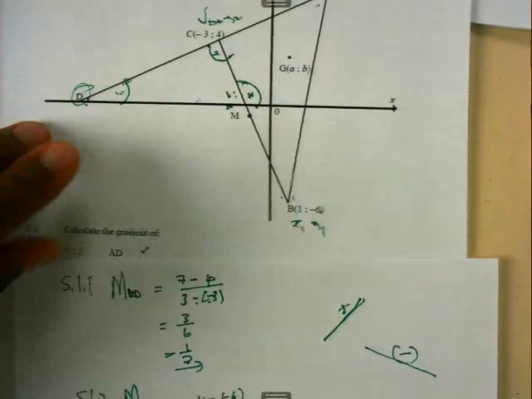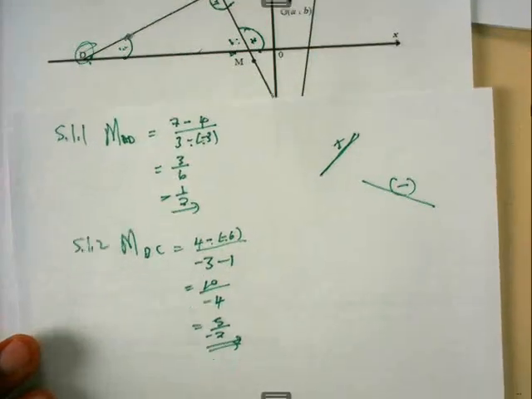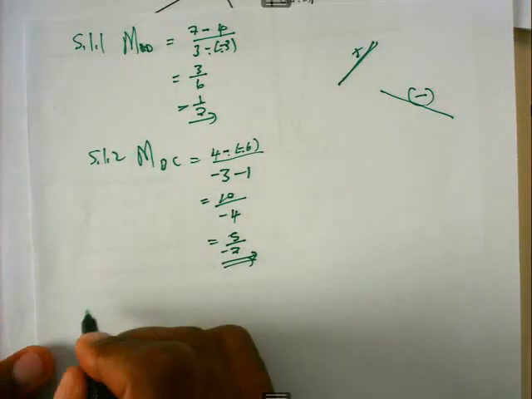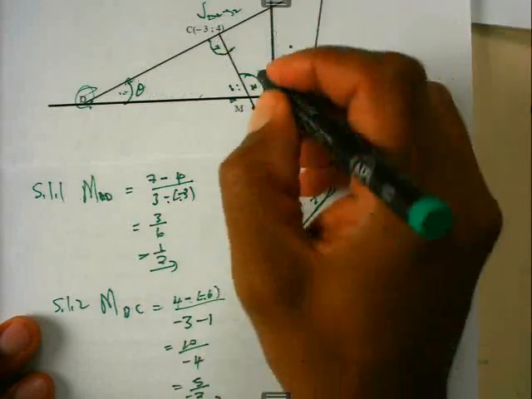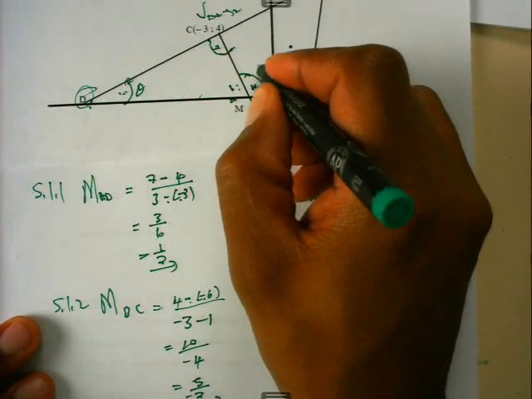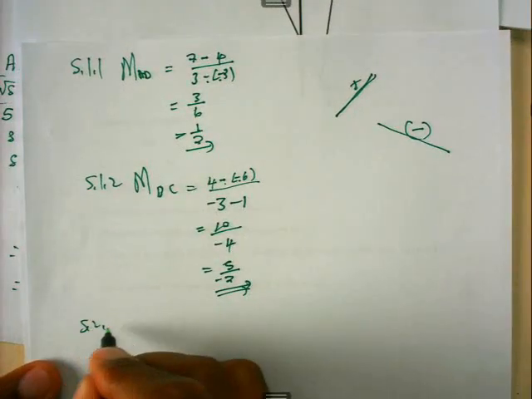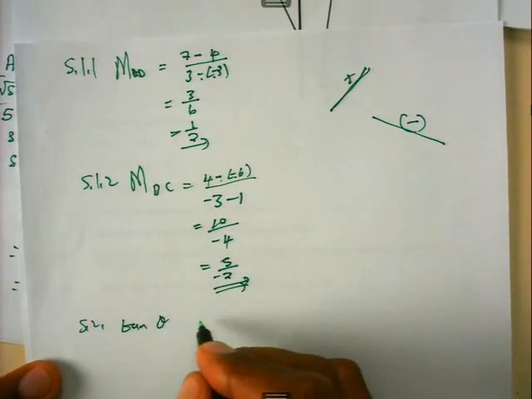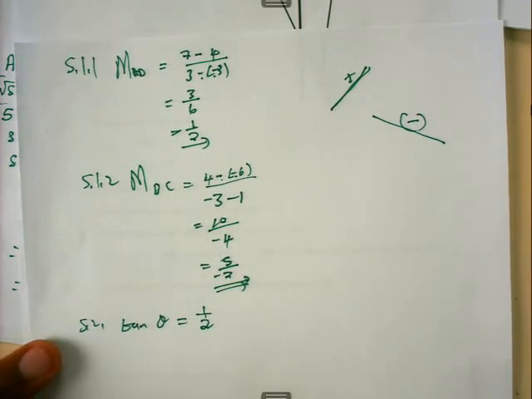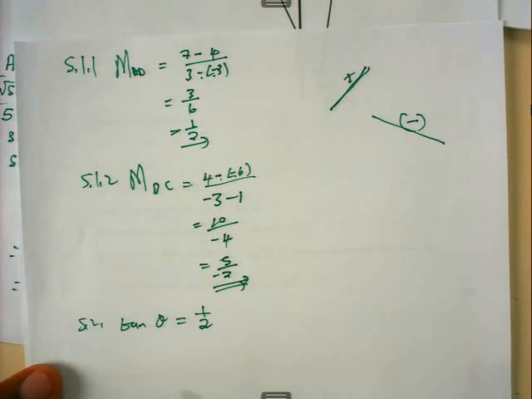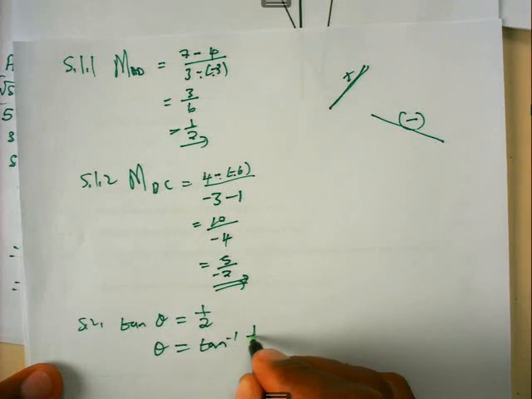Right, now let us look at this one. Let us find the angle that AD makes with the positive x-axis. Now I will call it theta here. This one I will call alpha. Right, now here we have tan theta equals 1/2. Then from here, therefore, theta is the inverse tan of a half.